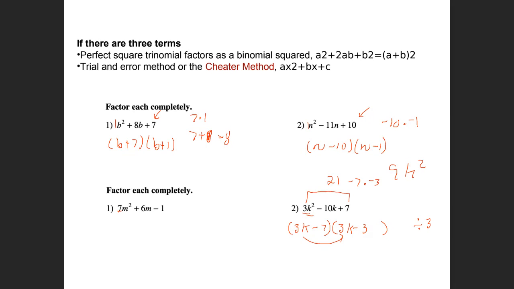Now, as I said, I cheated with a 3, so I have to divide a 3 out of one of the parentheses. Well, 3 doesn't divide into 7 evenly, so I'm going to divide it out of this parenthesis.